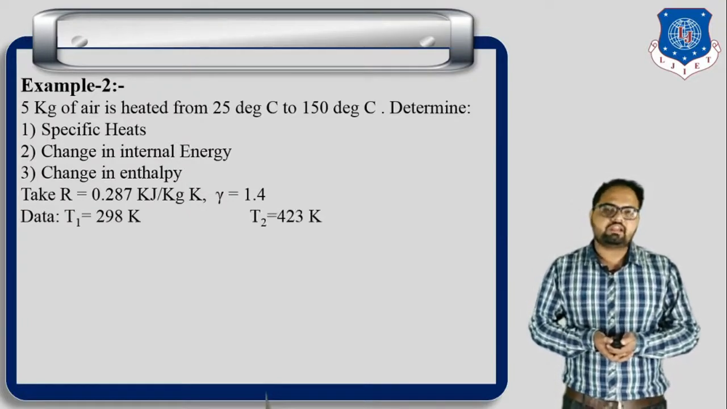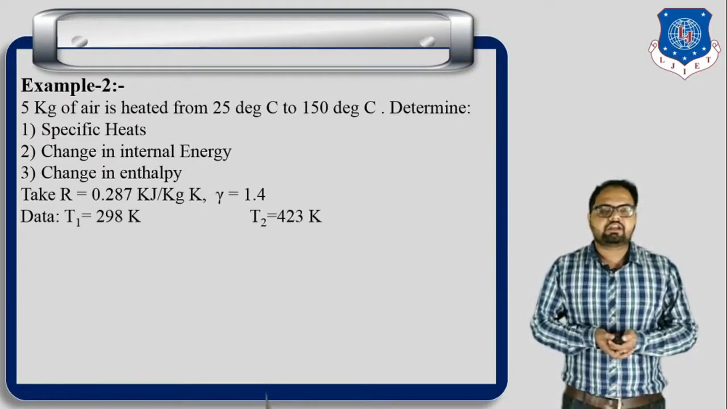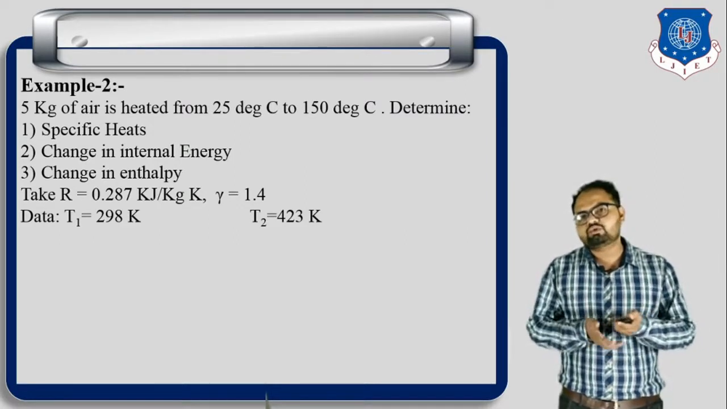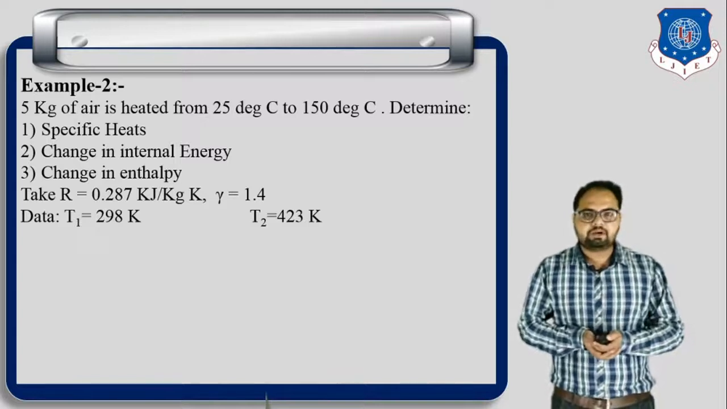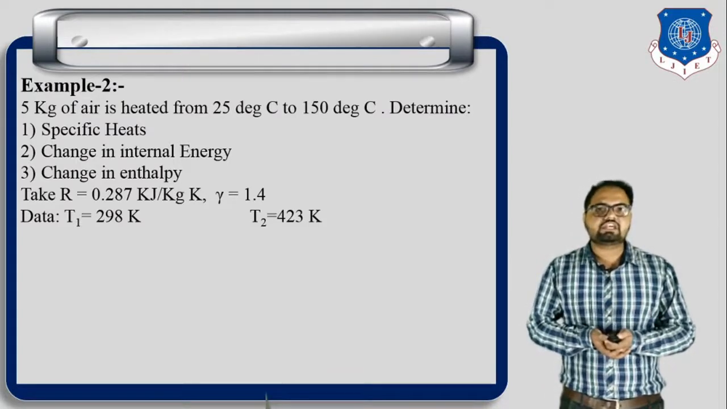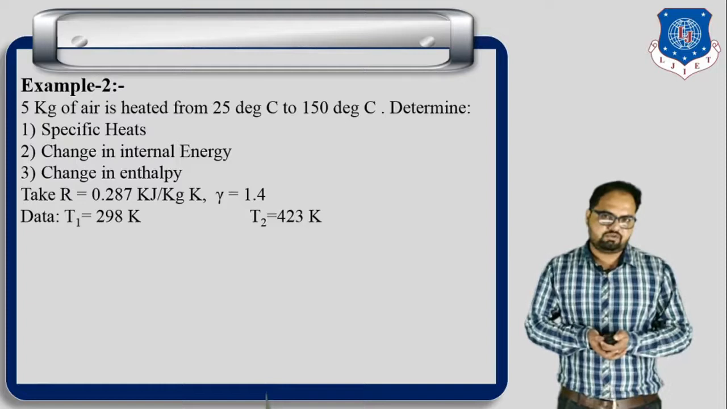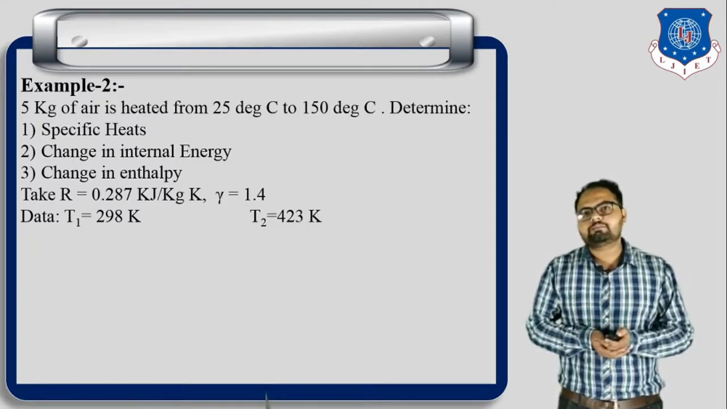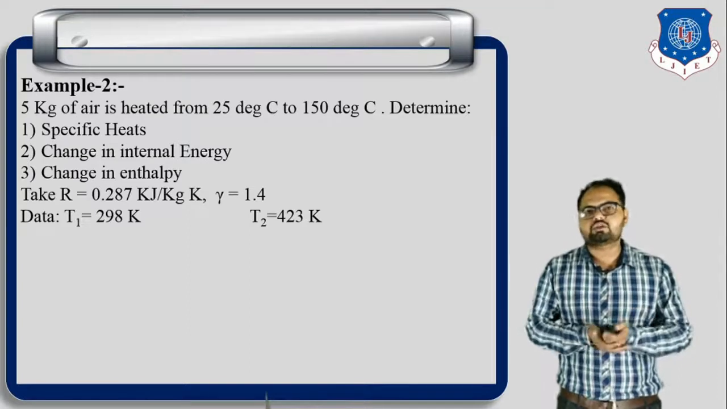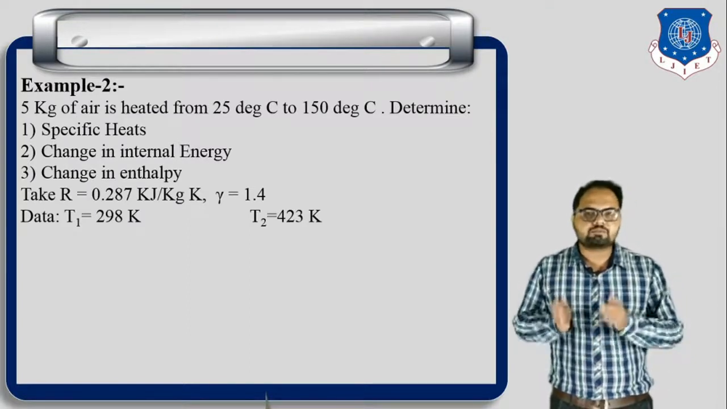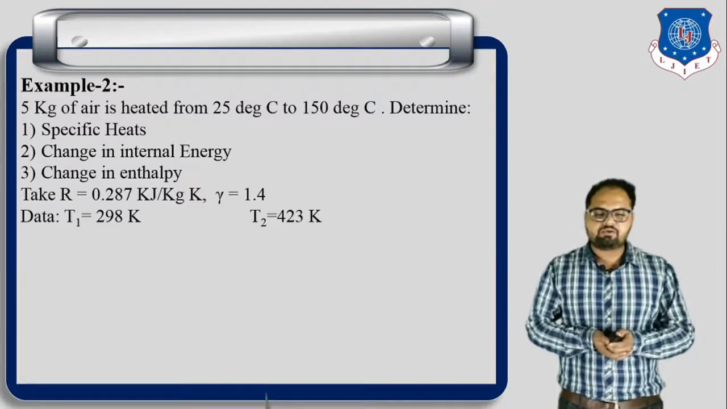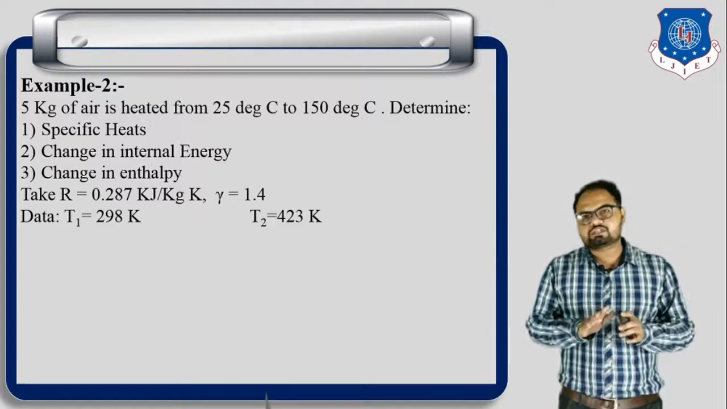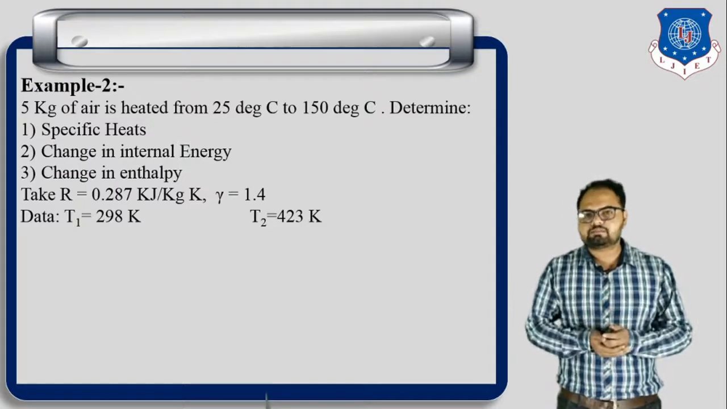Here they have not mentioned which process we need to use in this numerical. But you can see that there is a change in temperature. So this is definitely not a constant temperature process, because in this numerical the temperature rises from 25 degrees to 150 degrees Celsius.